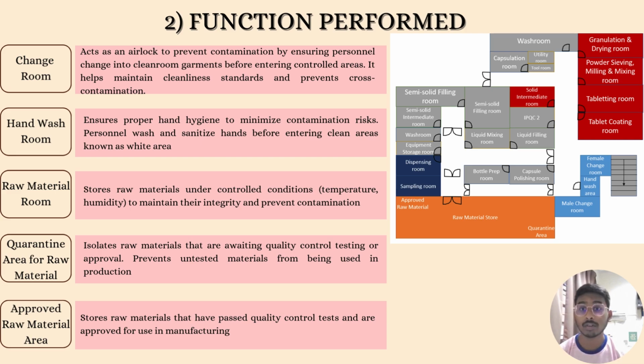As for the raw material room, it stores the raw material under controlled conditions like temperature and humidity to maintain their integrity and prevent contamination. As for the quarantine area for raw material, it isolates the raw material that is awaiting quality control testing or approval. This will prevent untested material from being used in the production. As for the approved raw material area, this area will store raw material that has passed quality control tests and is approved for use in manufacturing.